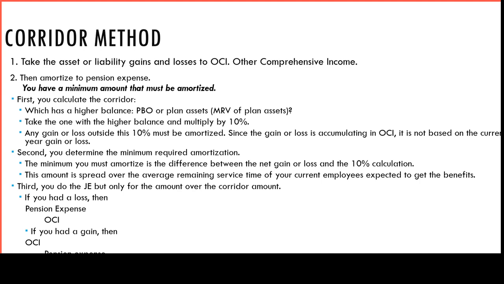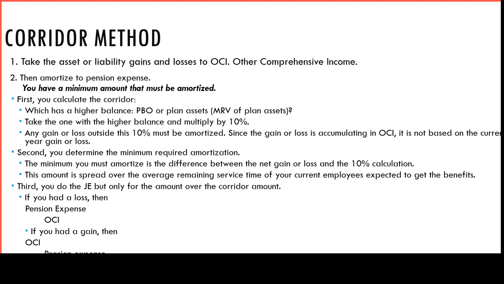But it doesn't let you take the amount back down all at once. You have to take it back down a little at a time. And that amount, you can think of it as a straight line sort of amortization out of OCI. It's based on the average remaining service time of your current employees that are expected to get the benefits. So if it's 10 years, you take 1/10 of it out. If it's 20 years, 1/20 of it out.